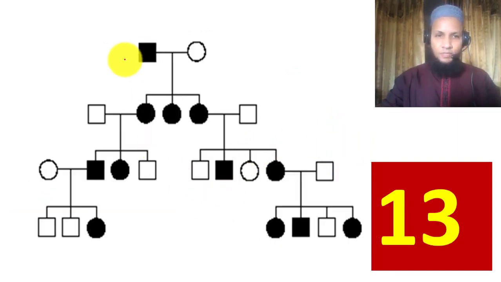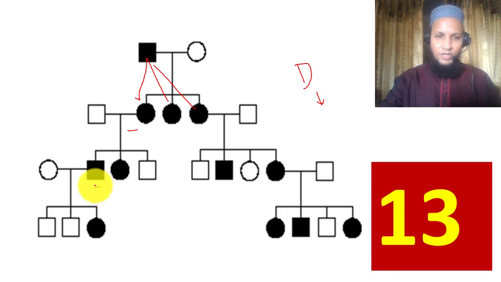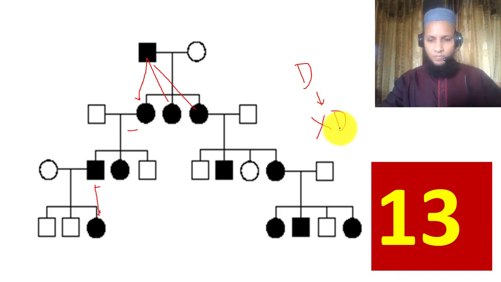Here you can see there is no skip of generation, all generations are affected. This is dominant. And we can see sex biasness by the criss-cross pattern. This man has 3 daughters, all are affected. This man has 1 daughter, who is affected. So this is X-linked dominant.